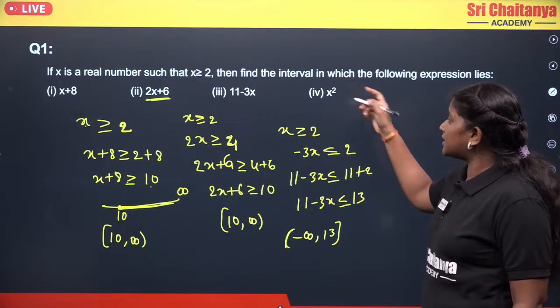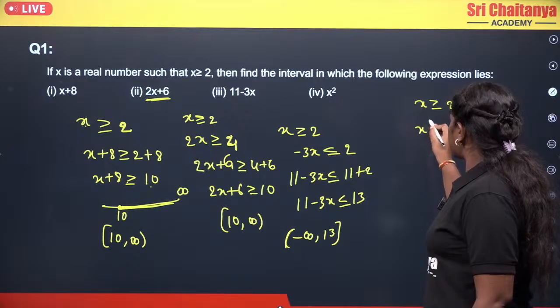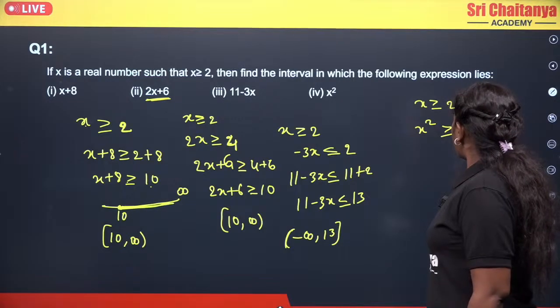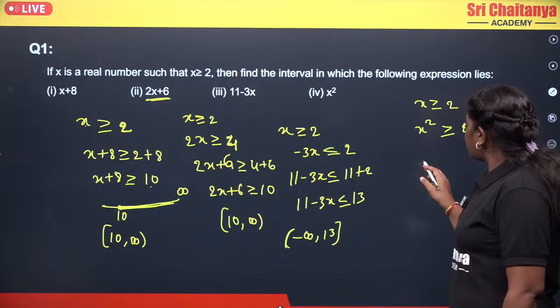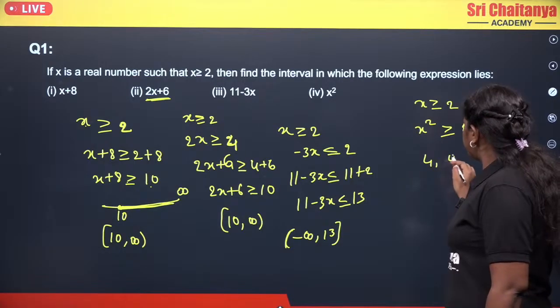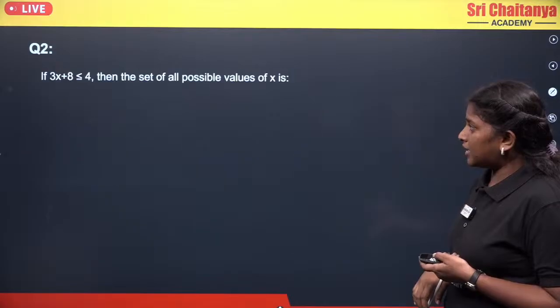Now moving to the next, it is x square. x is greater than or equal to 2, so x square will be greater than or equal to 4. So coming to here, it becomes 4 comma infinity. Fine. Now let's solve another problem.